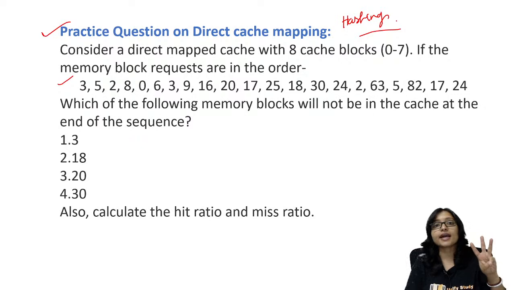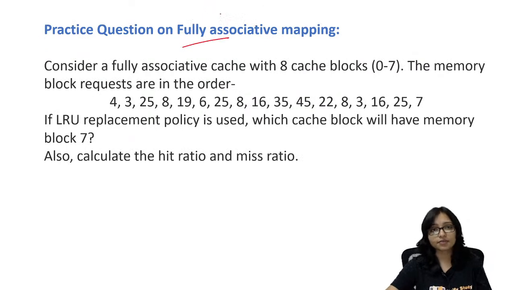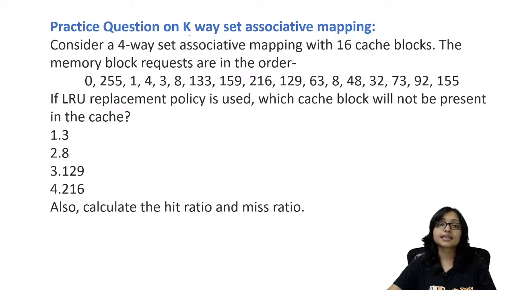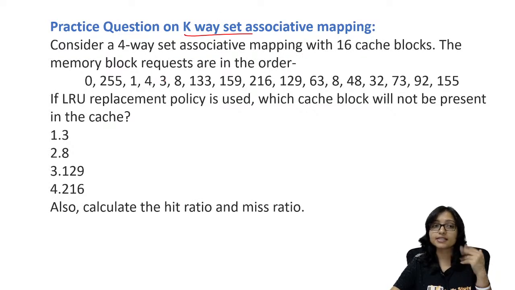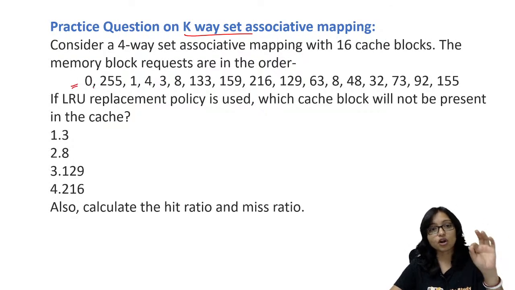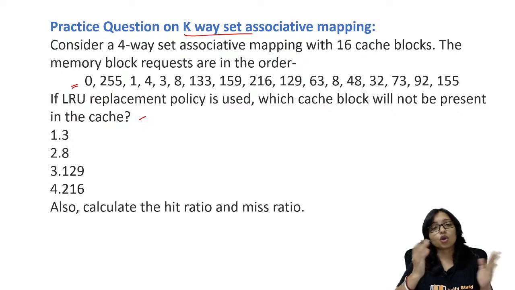So there are actually three types of cache mapping. One is direct cache mapping, another is fully associative cache mapping, and another is K-way set associative cache mapping. Now you can see all the questions look the same. There is some order, and after that they ask in which place a block will be, what will be present or not present, what will be the hit ratio, what will be the miss ratio.